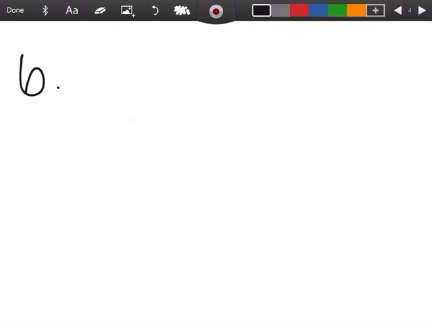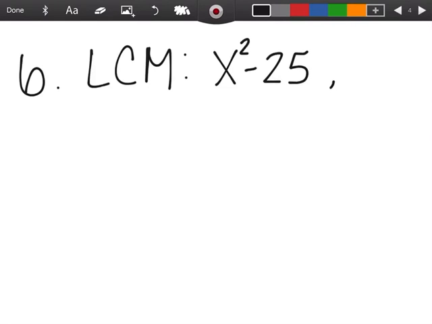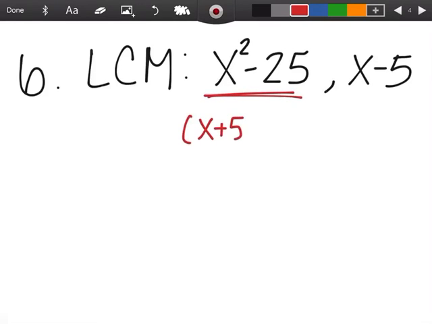So see if you can come up with the least common multiple between x squared minus 25 and x minus 5. So you can pause the video. So what you need to be in the habit of doing when it comes to the least common denominator or multiple is factoring. So x squared minus 25 can be factored into x plus 5 and x minus 5.